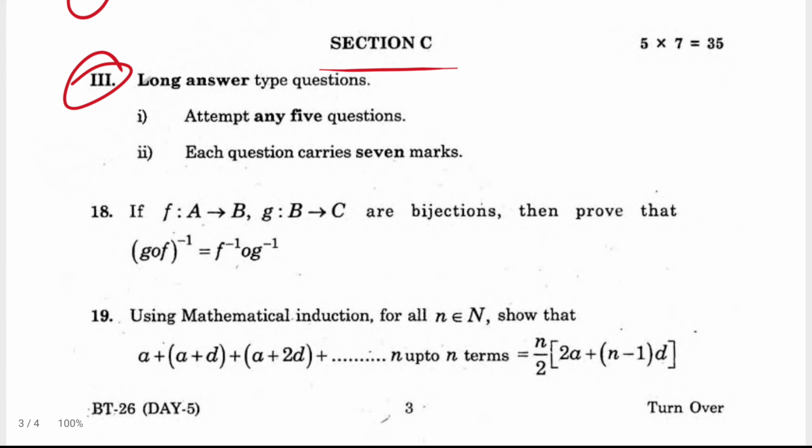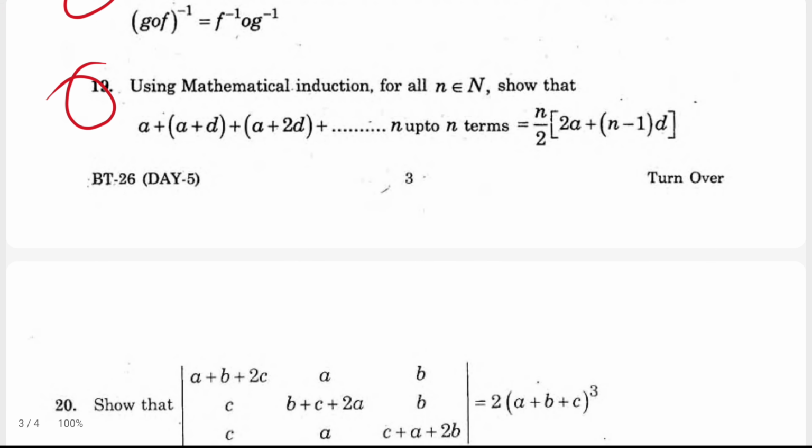Section C here is long question answer, and here you can see if alpha f of a equals to ... and other bisection. Okay, you can see this. Question number 19. This is a very easy question, a mathematical induction question. Definitely they will ask you one question in the long or short.